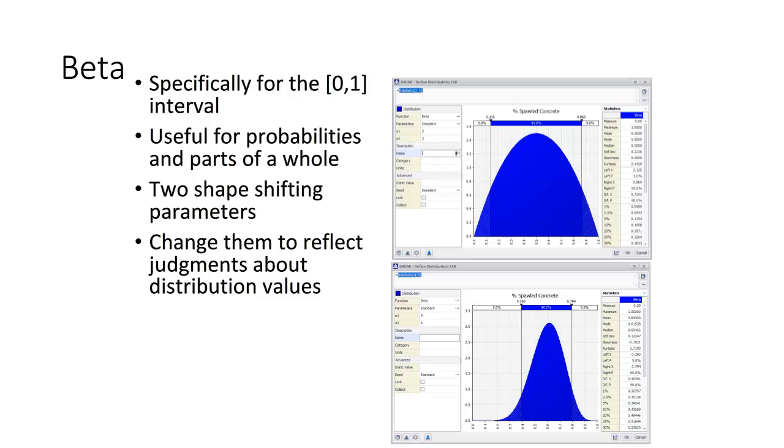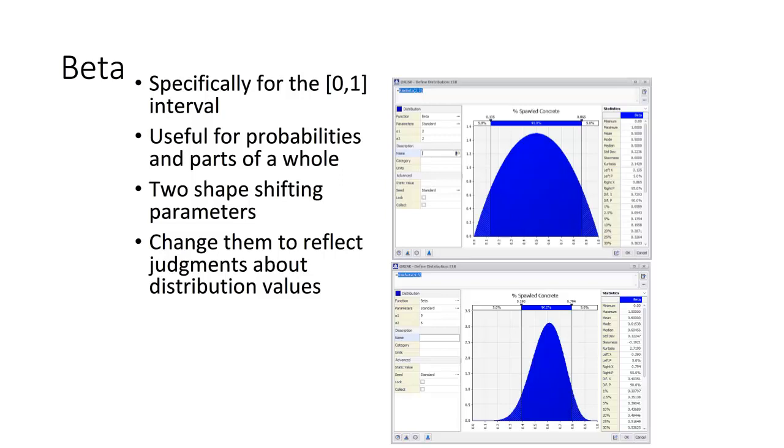Like the beta general, it has two shape-shifting parameters. And so you see a couple of choices here in the slide. The first one is kind of the default value for the beta distribution, excuse me. And then down below, we have a differently shaped distribution. You can change the shape shifters to reflect your judgments about the distribution values.